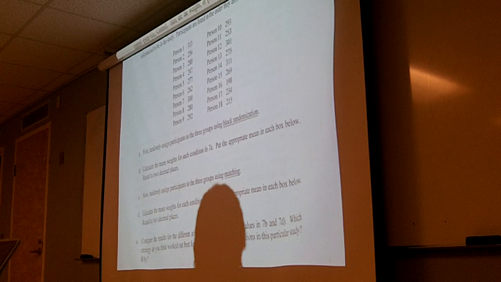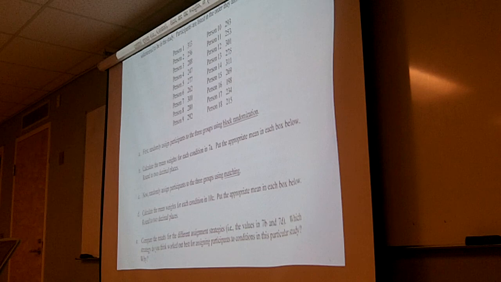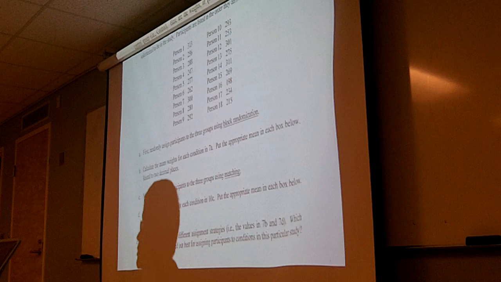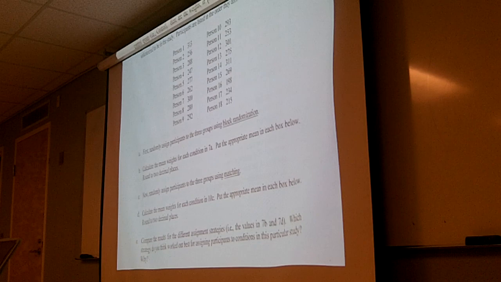It says, random assignment via block randomization, right there on the handout, first thing I have you do. So, what do we need to do? If you're going to do block randomization, what's the very first thing you have to generate? Create blocks. You need blocks. Mm-hmm. And what's a block?